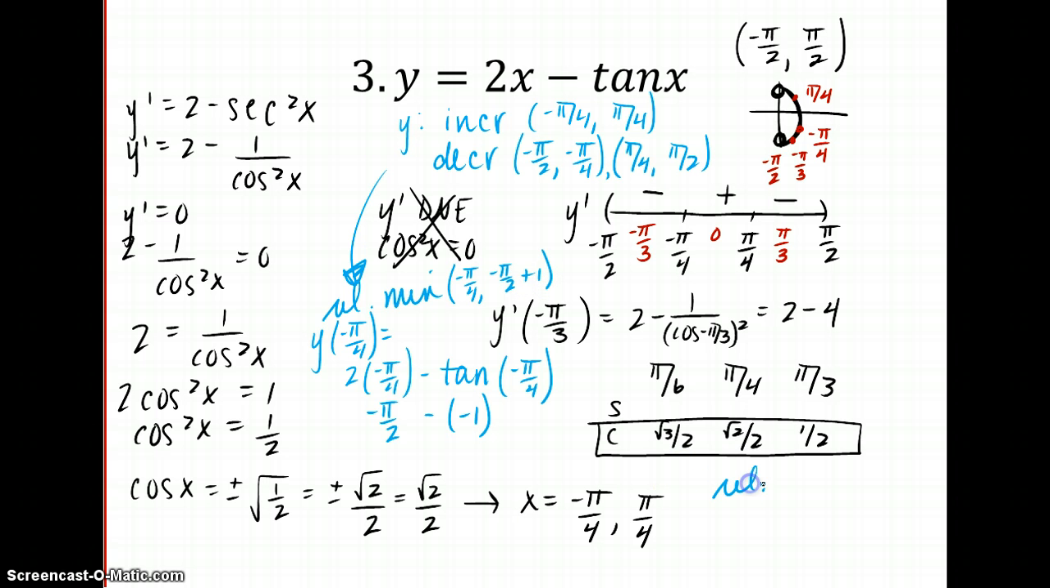So relative min at negative pi over 4, negative pi over 2 plus 1. And then a relative maximum, y of pi over 4. The only thing that'll change from the minimum values, it'll be a positive pi over 2. Tangent is positive in the first quadrant, so minus 1.